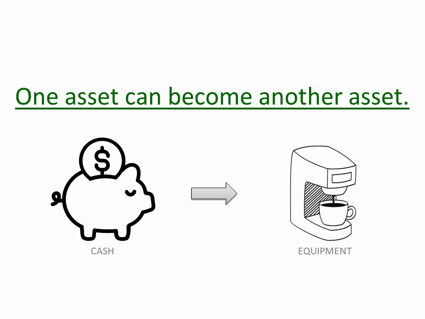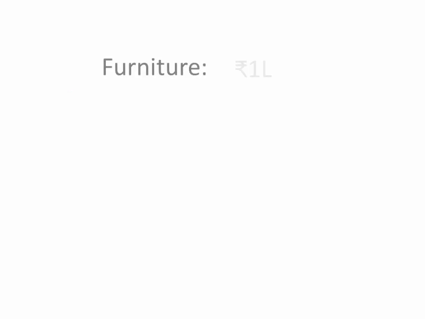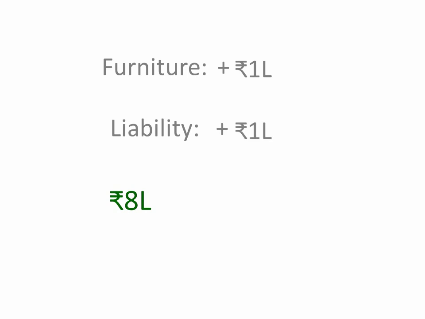Now let's say the cafe needs some furniture. The furniture costs 1 lakh rupees. But this time we don't pay immediately. The supplier allows us to pay later. The business now has an additional 1 lakh of furniture, so the asset increases to 8 lakh rupees. But the business now owes the supplier 1 lakh rupees. That's another liability. Liabilities increase to 3 lakh rupees. Owner's equity is still 5 lakh. So 8 lakh is equal to 3 lakh plus 5 lakh. Still balanced.